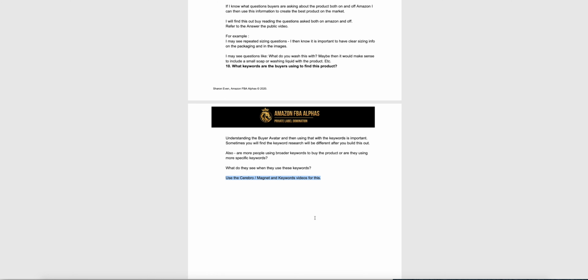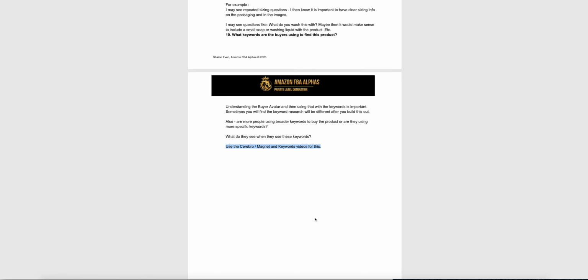The next question is, what keywords are the buyers using to find the product? So understanding the buyer avatar and then using that with the keywords is important, because sometimes you'll find the keyword research will be very different after you've actually built this whole template out. And also, are more people using broader keywords to buy the product, or are they using the more specific keywords? What do they see when they use these keywords? So you want to use Cerebro, Magnet, and watch the keyword videos in order to understand keywords more in depth.